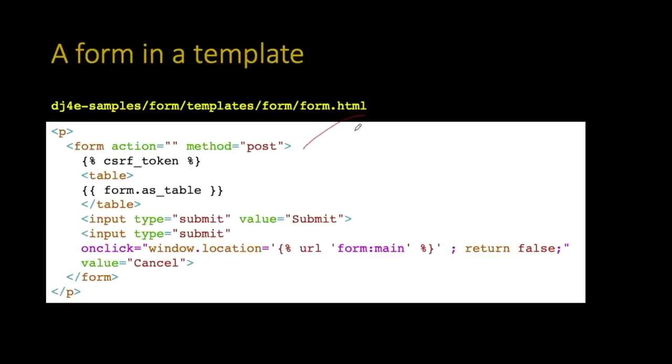We've got a form, it's a post. We've got some submit stuff. We've got ourselves a cancel button that we put in, and we've got a CSRF token. We're going to use that form as table, and we're going to surround it by a table tag so that it looks a lot prettier. This is a far more typical way of doing it. That first one was just to dump it.